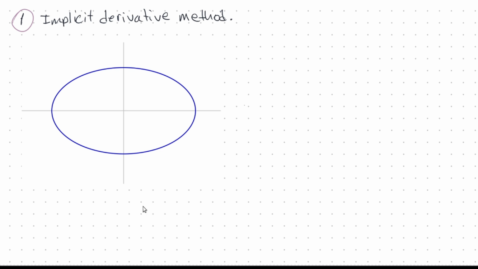Today we're going to look at the tangents to an ellipse. Here's an ellipse centered on the origin. Such an ellipse has a formula x squared over a squared plus y squared over b squared is 1, and a is the semi-major axis, and this is b, the semi-minor axis.